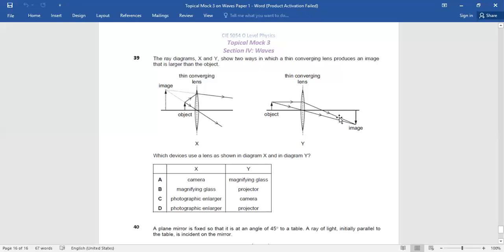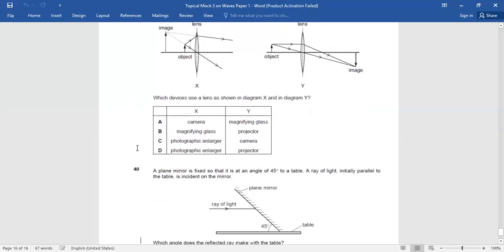Yes, sir. Now I understand. Camera is not given here. Here only a magnifying glass is given, the first one, and the second one is the projector. Projector we also call a photographic enlarger, same thing, right? Yes, sir. So 39 is done. The answer should be B. You gave A. Yes, sir, I gave A.